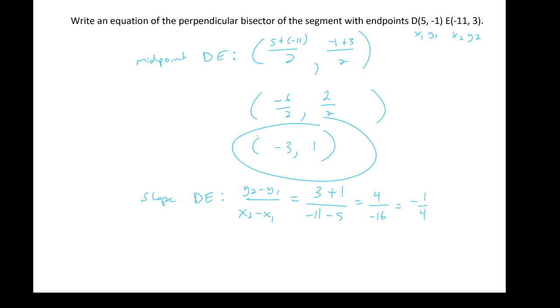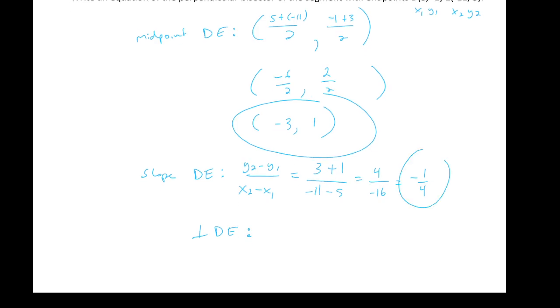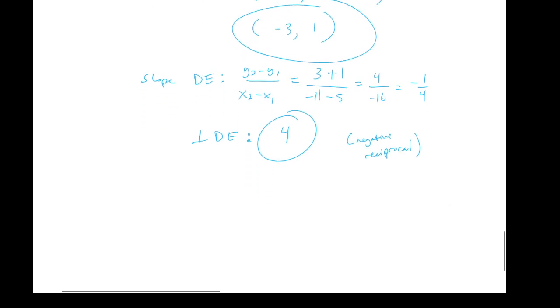However, what we really need is the perpendicular slope to DE, right? If you remember, it's the negative reciprocal of negative 1/4. So the slope that we really want is positive 4. Remember how we do that? Negative reciprocal, right? We're going to flip over negative 1/4, which is going to be 4 over 1, or just 4, and then we switch the sign from negative to positive. All right, so now we have what we need.